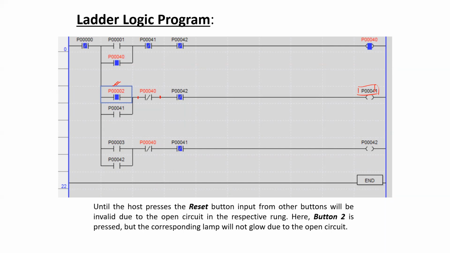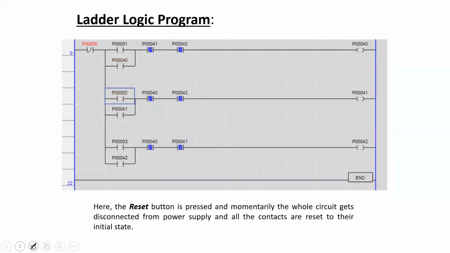Now to go back to the initial state again, the host can press the reset button. And when the host presses the reset button, this contact associated with port P00 will have a transition from 1 to 0, or from being normally closed to normally open, and it will disconnect this entire portion on the right hand side from this left hand power rail, and thus all the output coils will get de-energized and the system will be in its initial state again.